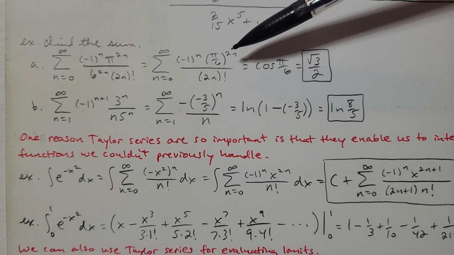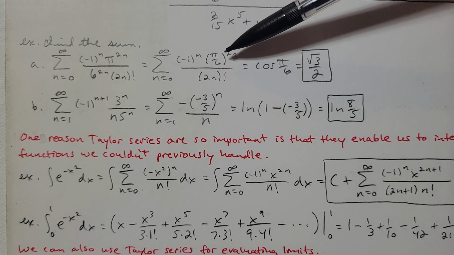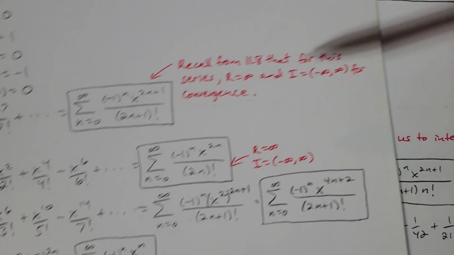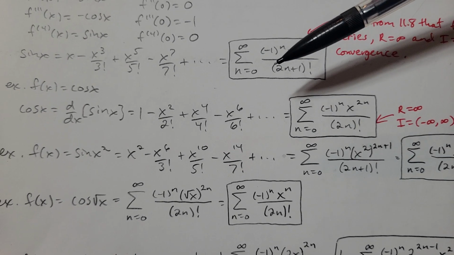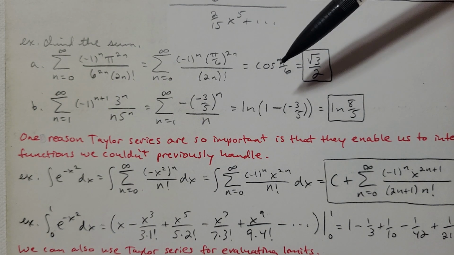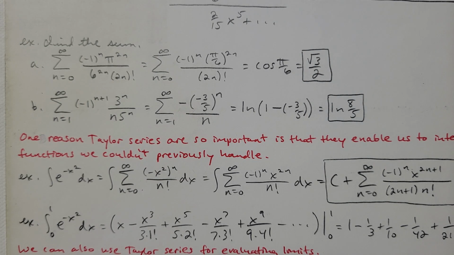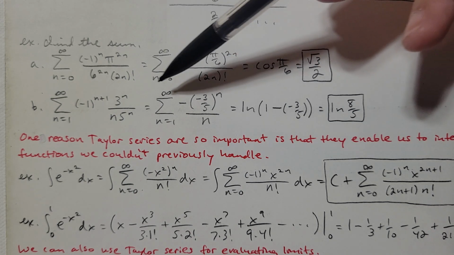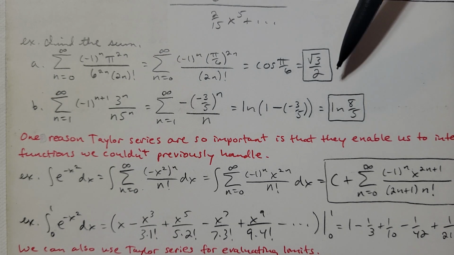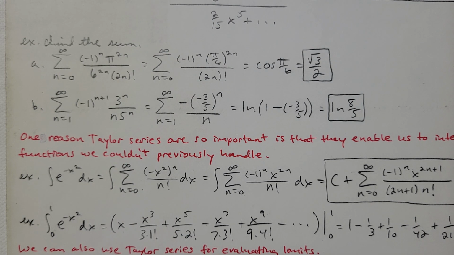Okay, so it looks like x in this problem is pi over 6, right? I have the same form as what I just showed you there. So x is pi over 6. And so all I have to do is find cosine pi over 6. And cosine pi over 6 is root 3 over 2. So when I add up all infinitely many of these terms, the grand total is root 3 over 2. Okay? Let's try part B here.